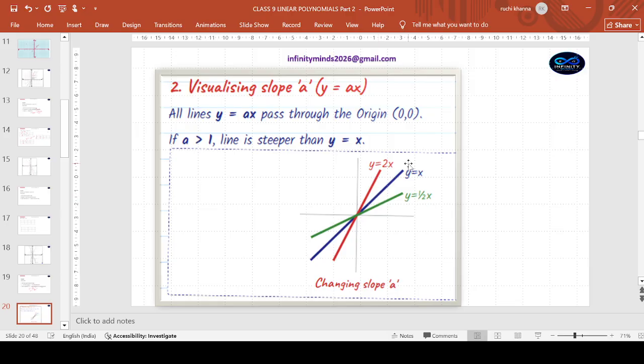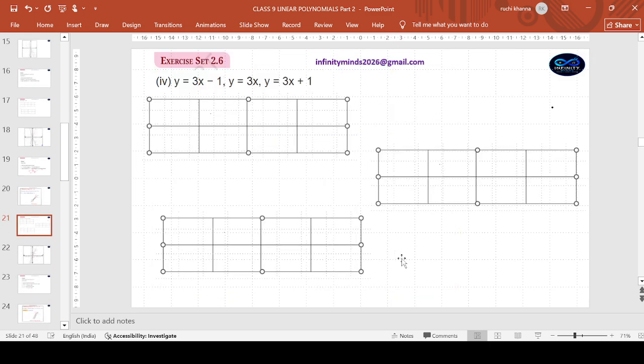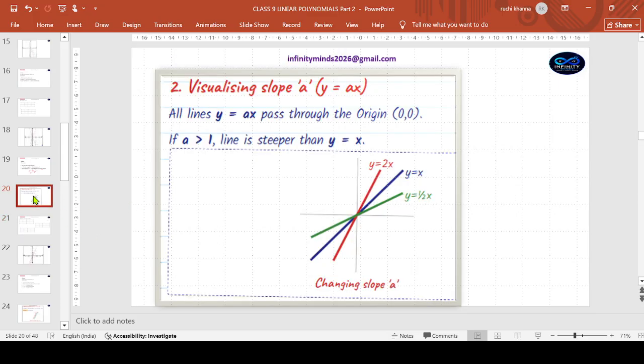Comparing to the blue line, y equals 1x, 2x will be equally double, with double the magnitude difference, and half x will be absolutely downwards. So now, this was y equals ax. Similar observations can be made for the negative side, okay?